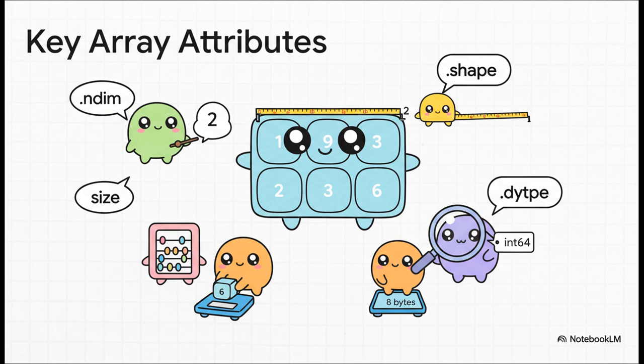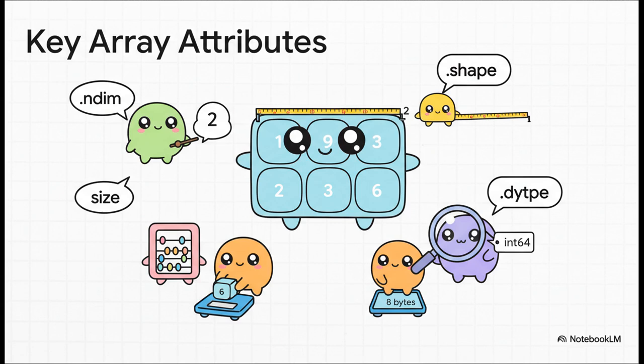Since Array A has rows and columns, that's 2 dimensions. Simple enough. Next, and this one is super important, is .shape. This gives you a little tuple that tells you the size of each dimension. So for us, that's 2, 3. 2 rows, 3 columns. You'll be looking at the shape all the time when you're coding.